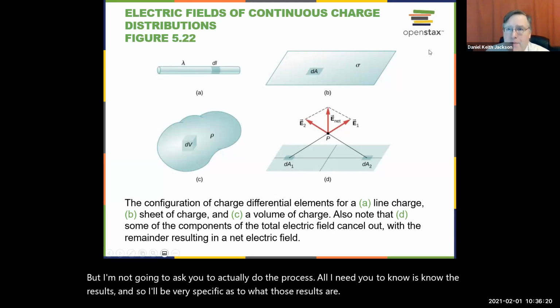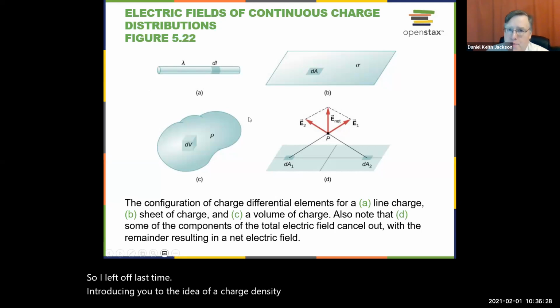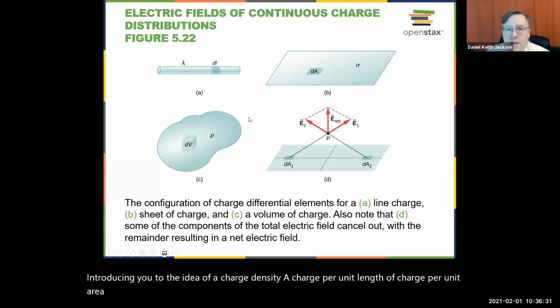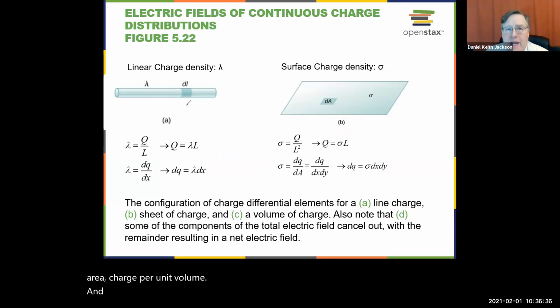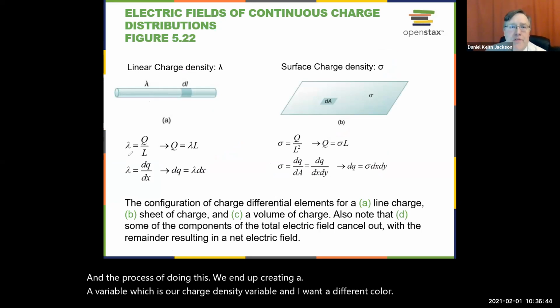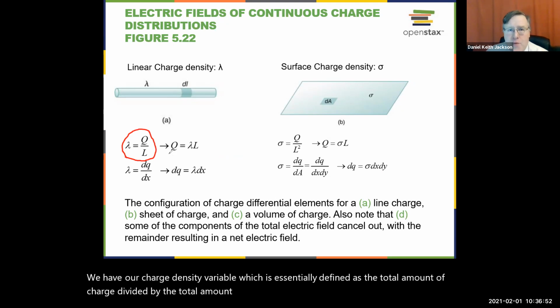So I'd left off last time introducing you to the idea of a charge density, a charge per unit length, a charge per unit area, charge per unit volume. And in the process of doing this, we end up creating a variable, which is our charge density variable. We have our charge density variable, which is essentially defined as the total amount of charge divided by the total amount of length. So this way we can describe the charge as a charge density times a length.